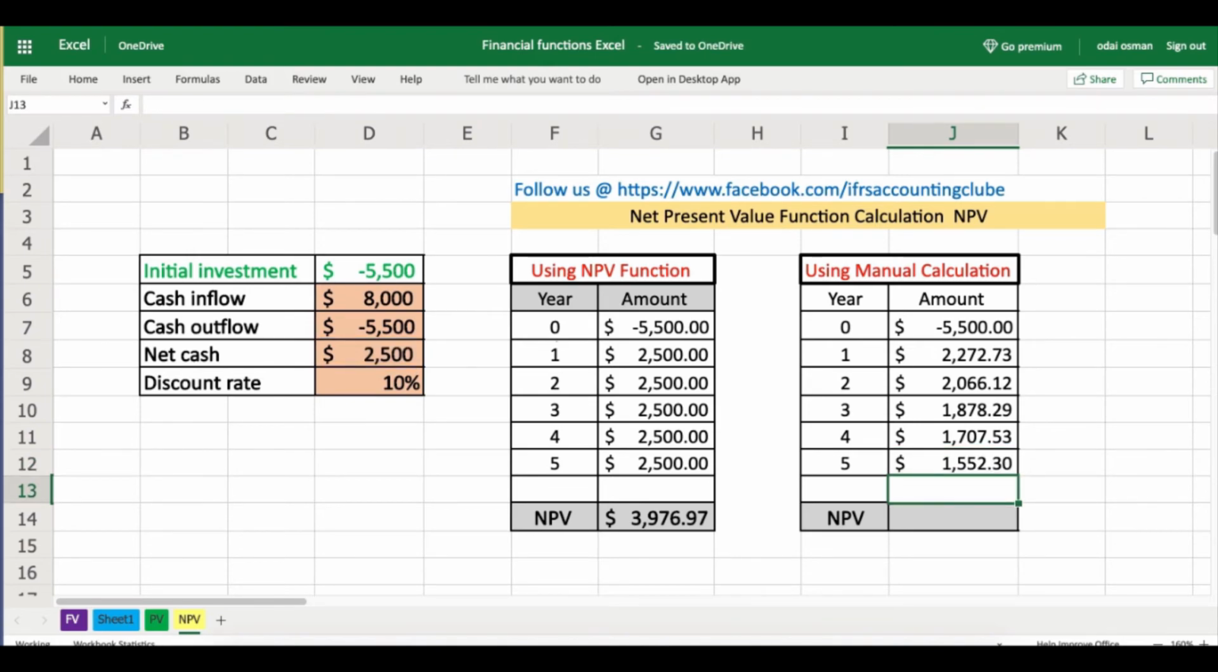So the total would be equal to the sum from year 1 up to year 5 plus the initial investment, which gives us the same amount. If we check whether this equals this amount, it is true. That's all about how to calculate the NPV function in Microsoft Excel.